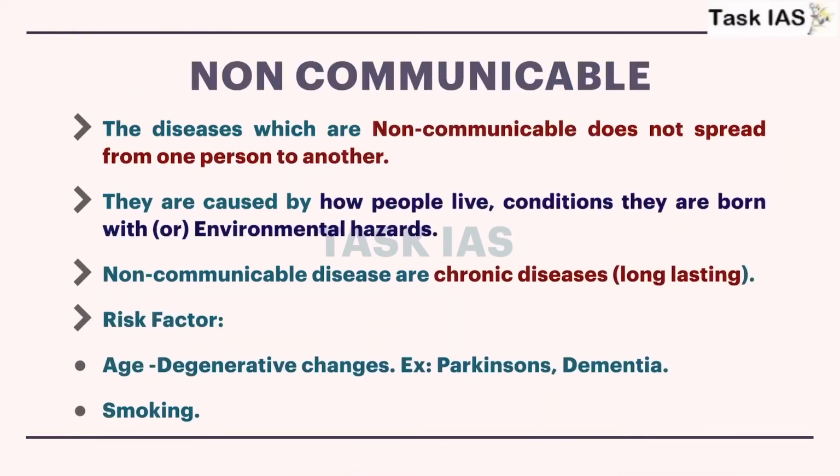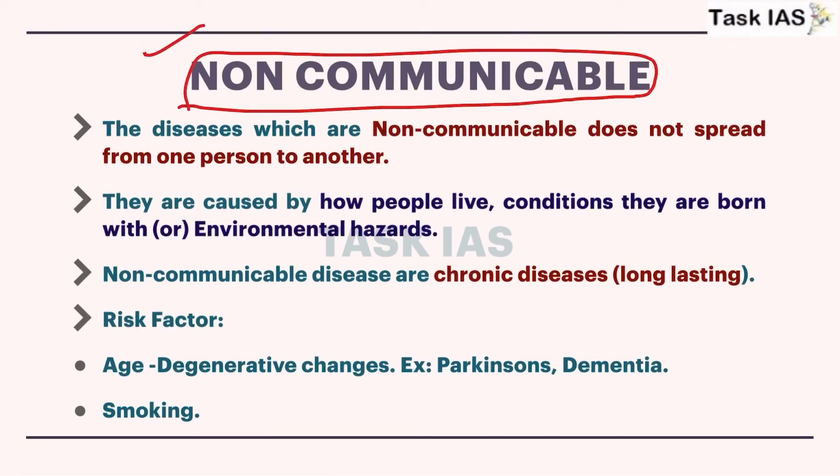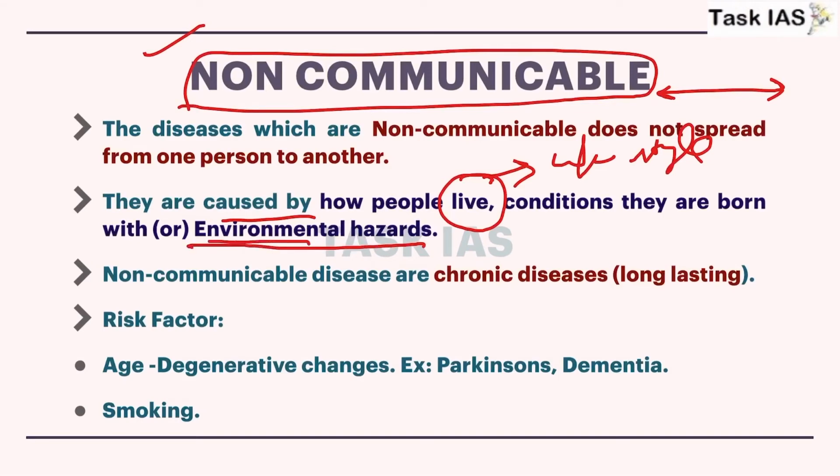Now, non-communicable or non-infectious disease. These are diseases which are not spread directly from one individual to another. That means if someone in your family has this disease, there is less chance of it spreading due to your direct or indirect contact. So how do these diseases spread, or how are they caused? Firstly, they are caused by how people live their lifestyle, which is an important factor, and in which environment they are living.